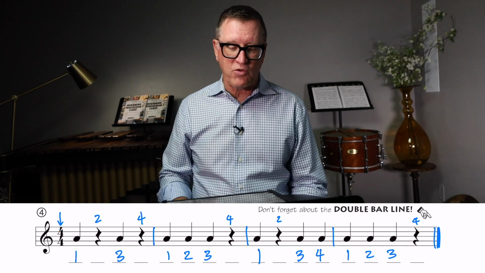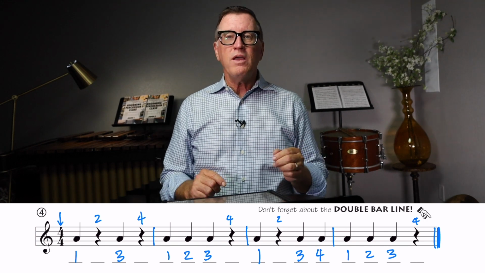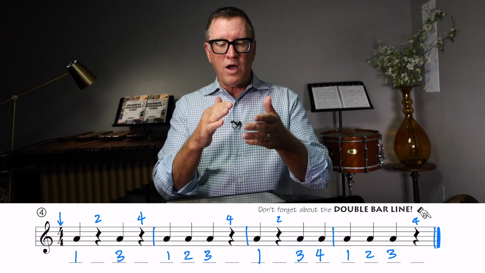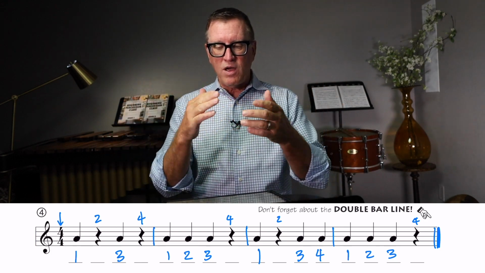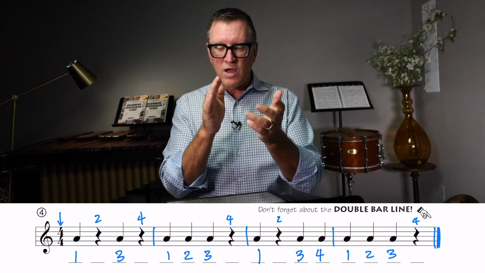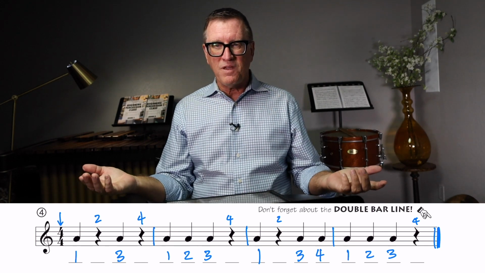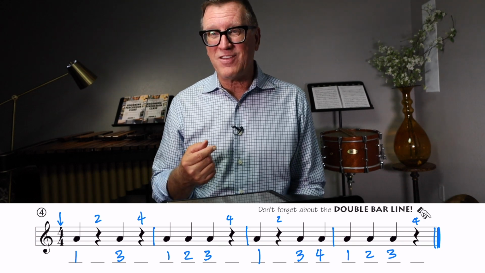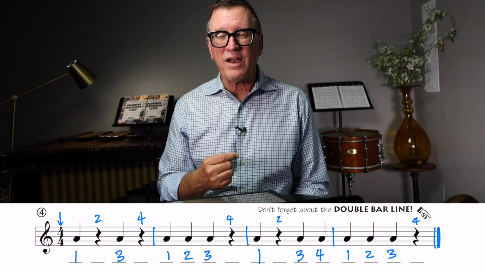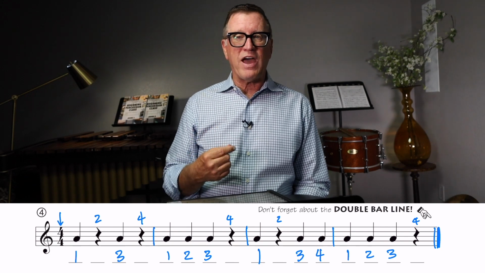Let's do that a little bit faster. Same line, number 4. 1, 2, ready, go. 1, 2, 3, 4. 1, 2, 3, 4. I should be saying the rest a little quieter. Let's see if we can do it really, really fast. See if you can play it, clap it correctly, and say the numbers out loud.